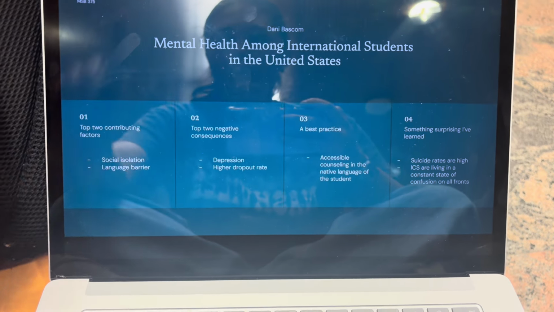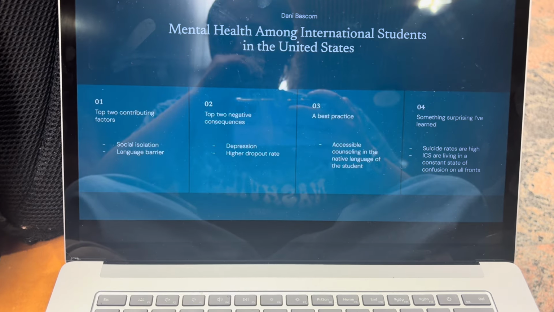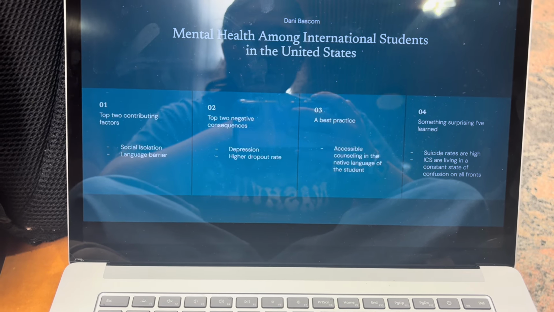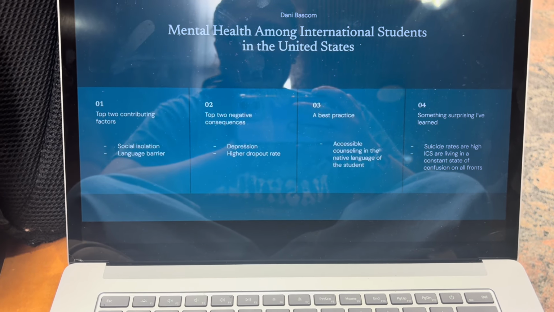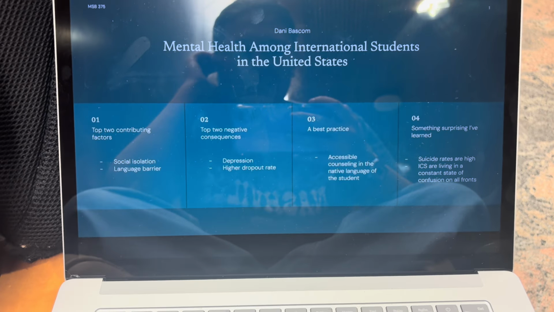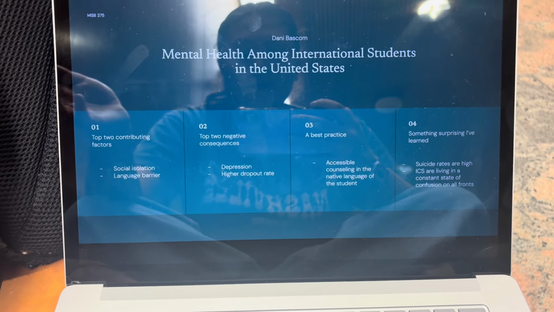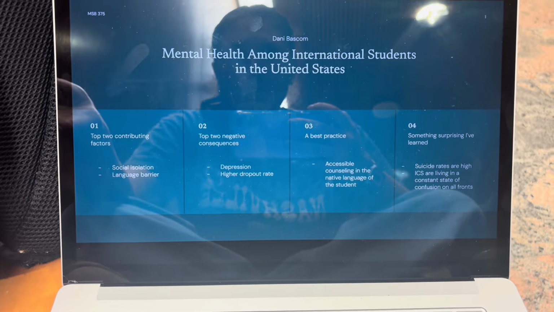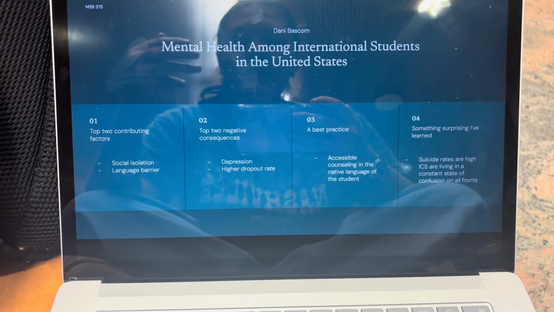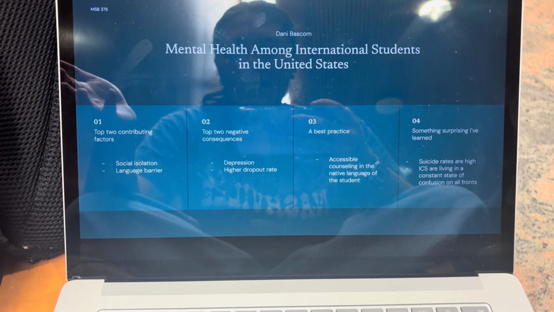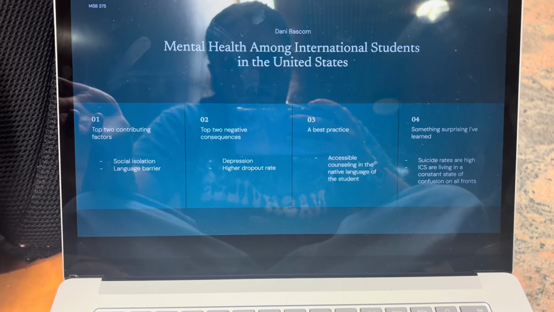Okay, I wanted to start by explaining my top two contributing factors. I found those to be social isolation and a language barrier. Starting with the language barrier, because I feel like it's a little easier to understand. People that don't speak English as their first language can find it really hard to connect with people, and it can lead to poor mental health because they can't talk about their feelings, they can't express themselves well, or they can't make friends in the way that they are used to.